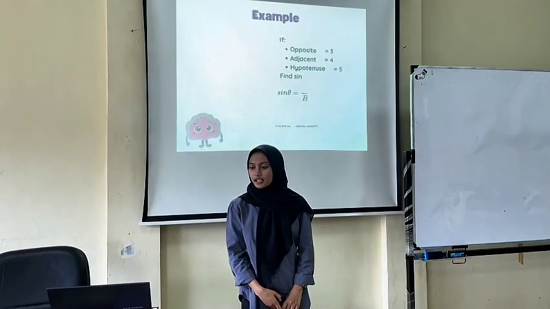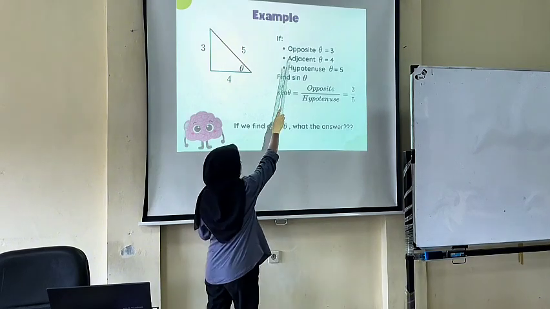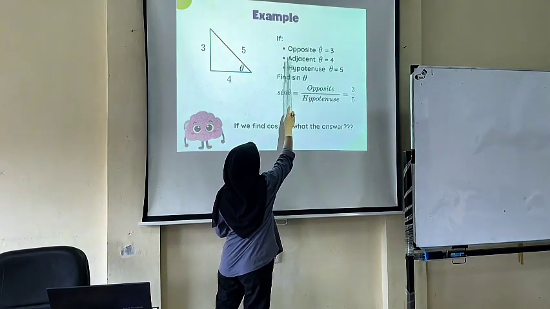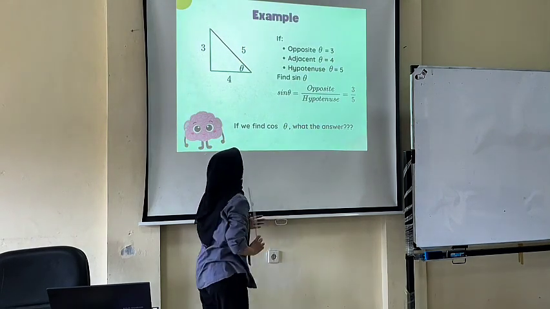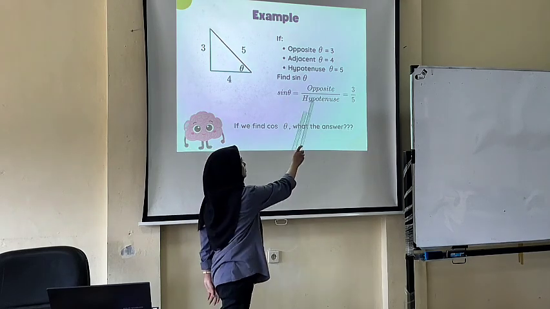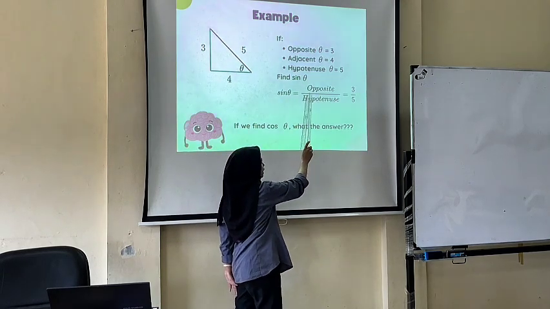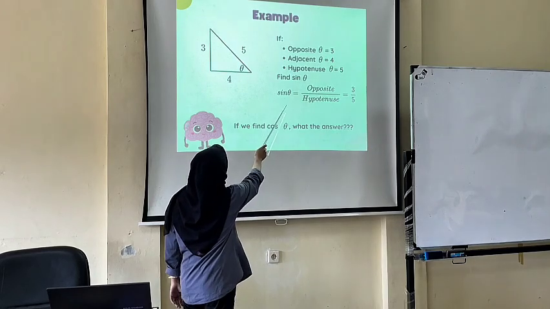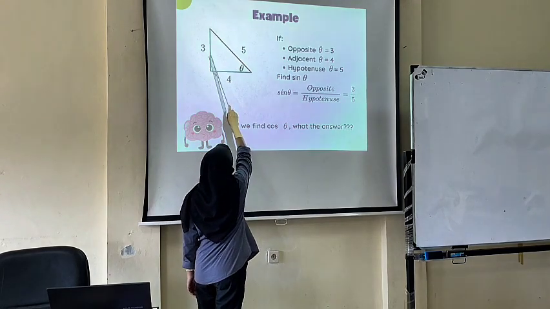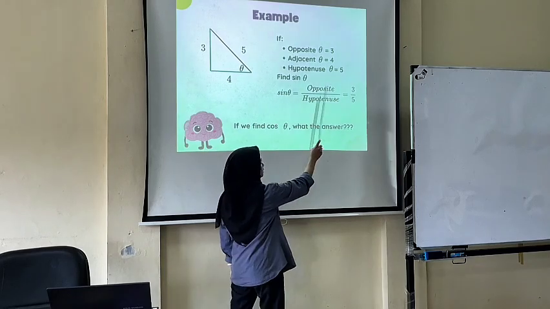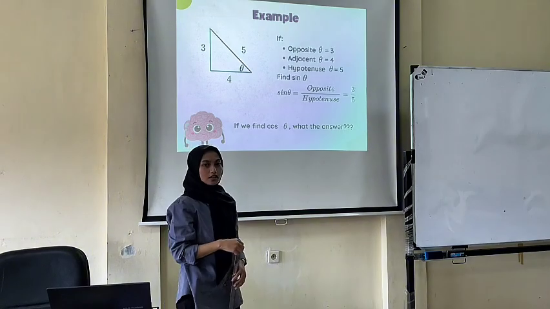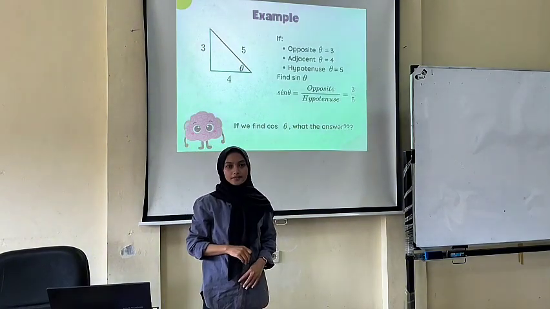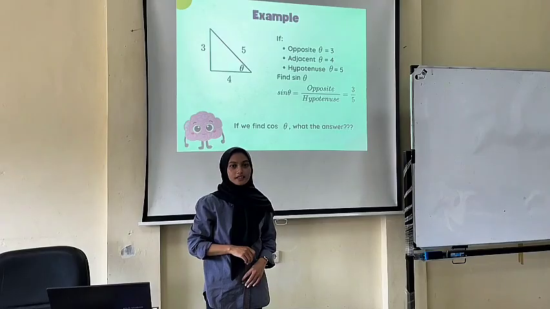Let's solve this example together. If opposite side is 3, adjacent side is 4, hypotenuse side is 5, sin theta is opposite over hypotenuse. Opposite is 3, hypotenuse is 5. Sin theta is 3 over 5. And then if we find cosine theta, what is the answer? 4 over 5. Okay, great.